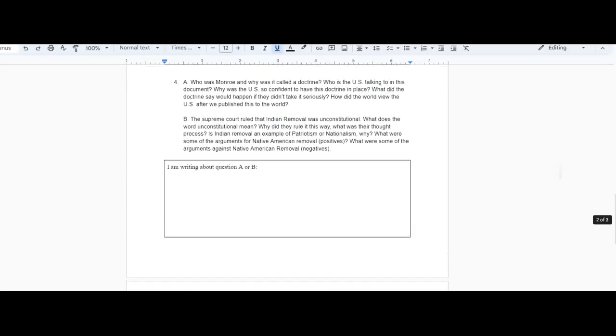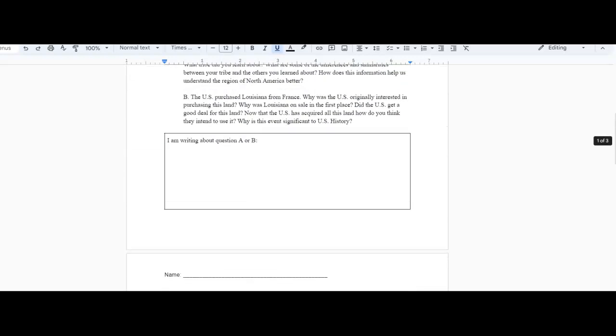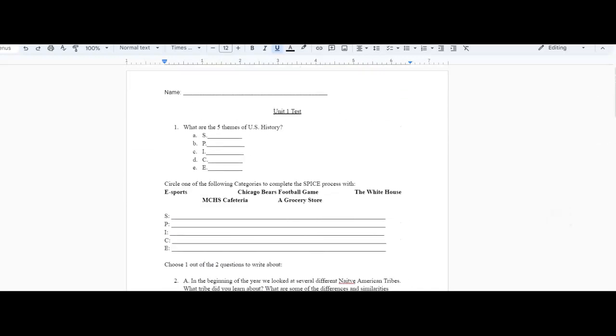When you're done, double check that you've written in every single one of these boxes and that you filled out SPICE up at the top and that you've given an example for each of those. Make sure your name's on the test and then you can turn it in.